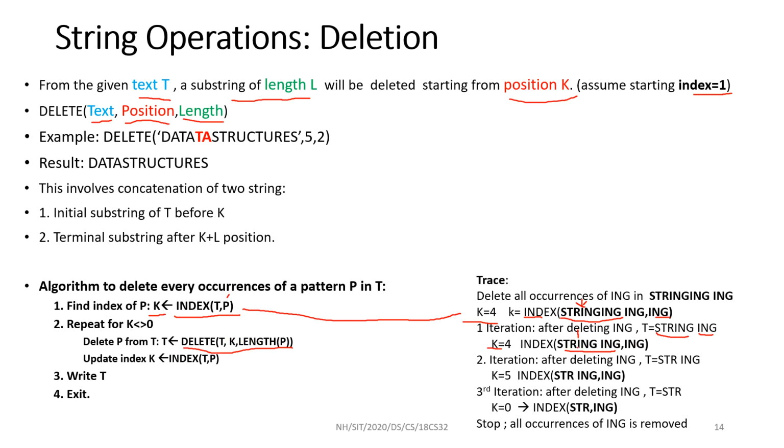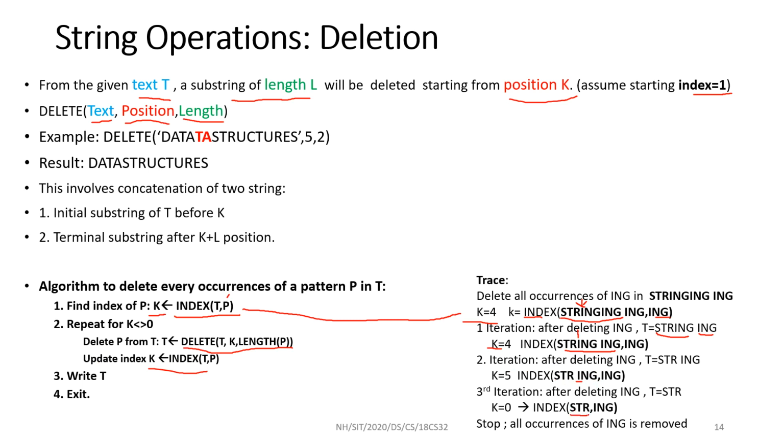After removing, we get "str space ing". Again, you find out the index of ing in the string: 0, 1, 2, 3, 4, like that, 1, 2, 3, 4, 5. This is 5. At the fifth place, ing is there. Apply delete: delete of string, comma 5, comma 3. From this place, these three characters are removed. After removing that, the string is str.